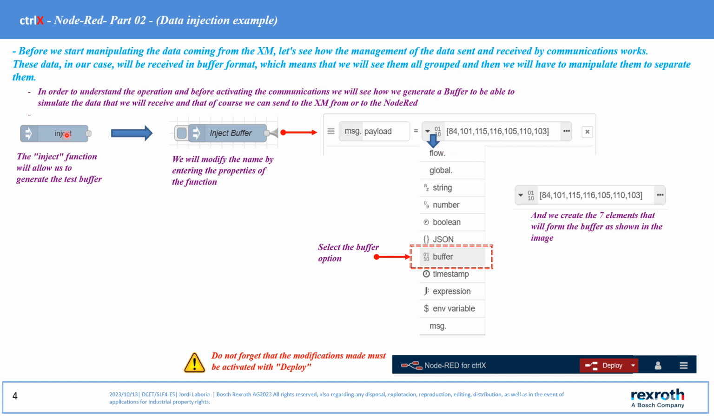To start, we will use the inject function and place it in the flow editor. In the function, we will modify the name more than anything to know what we are doing, keeping the message payload option and then choosing the buffer type, in which we will introduce 7 elements that will form the buffer, as can be seen in the image. Remember that to validate the modifications we must do it with deploy.